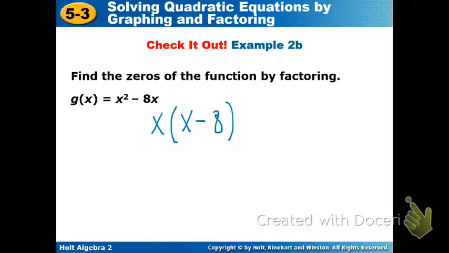Okay, so again, we factored an x out as the greatest common factor. So you're going to see that pattern hold. So either x equals 0 or x minus 8 equals 0. So again, you got one of your roots to be 0, right? What's it going to be over here?